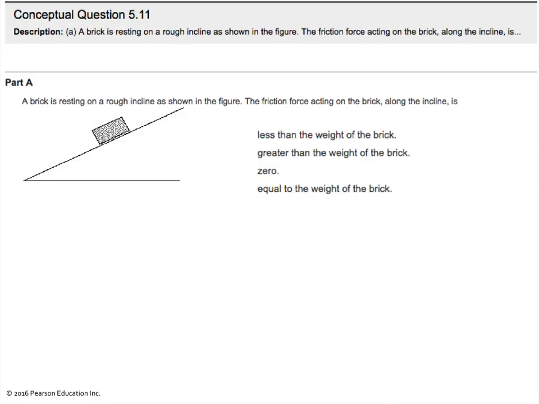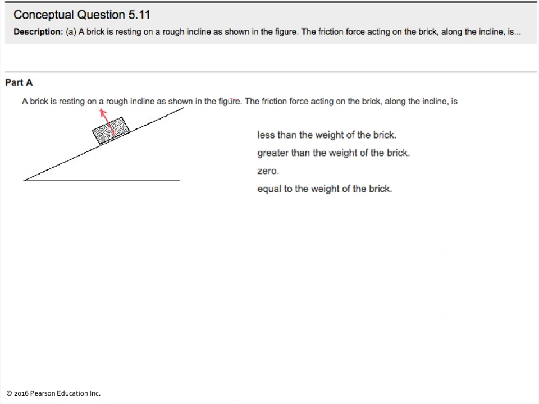Here's another question. A brick is resting on a rough incline. The friction acting along the incline, is it less than the weight of the brick, greater than the weight of the brick, 0, or equal? Good question. I think we saw something similar earlier.